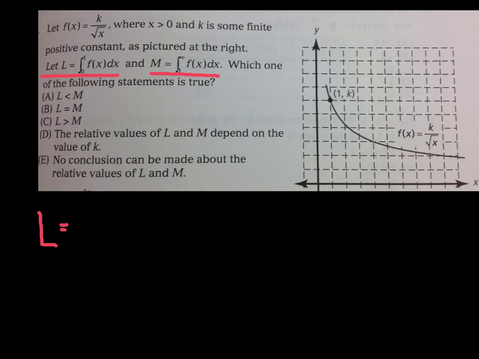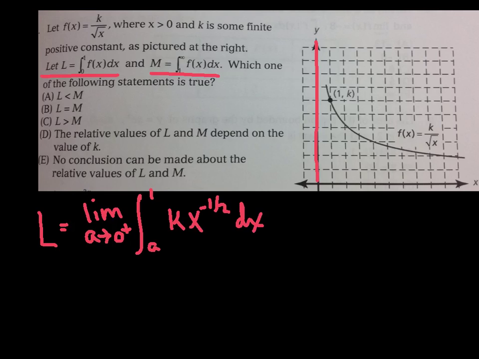And first thing I'm going to do is, because there is an unbounded edge here on the left side, we're going to rewrite this as the limit as a approaches 0 from the right side, because the region that I'm investigating sits to the right side of 0. Integral from a to 1 of k times x to the negative 1/2. I think it's helpful if we rewrite it in that form so that we're ready to integrate it.